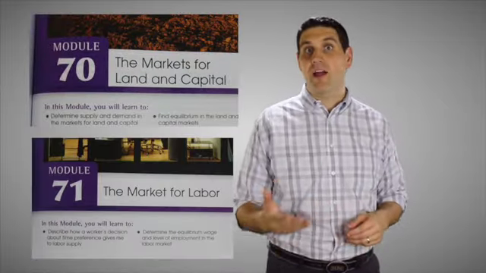Now this concept is just like the profit maximizing rule that you learned before when we were talking about firms producing stuff. Now it's just talking about firms hiring workers. And this idea of comparing the marginal revenue product to the marginal resource cost applies to all different factors. So it applies to labor, land, and capital. You'll learn about land and capital in Module 70 and labor in Module 71.